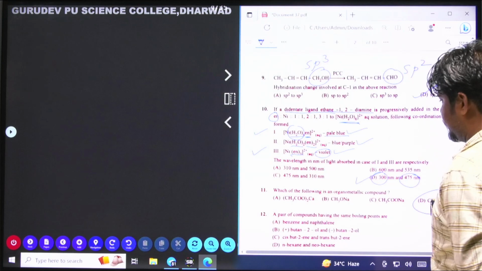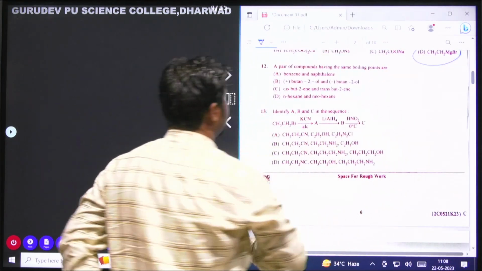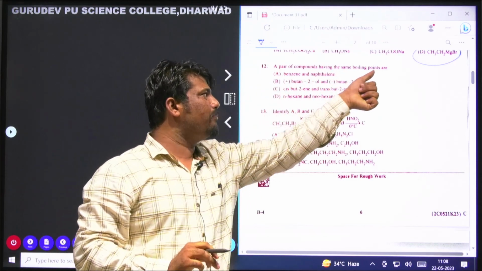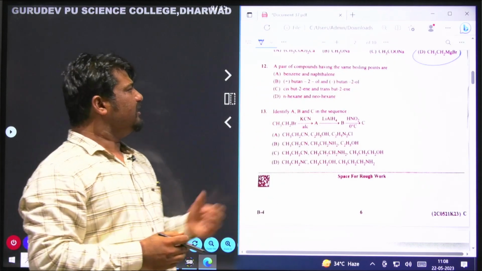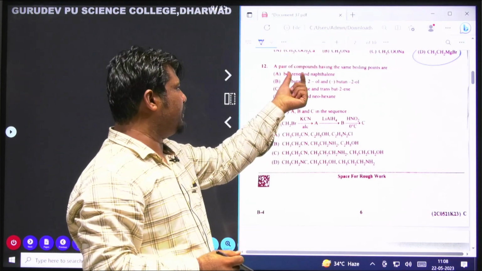Next, I will come to question number 12. A pair of compounds having the same boiling point are: among the four options given, one of them is the right pair. Benzene and toluene is one pair.